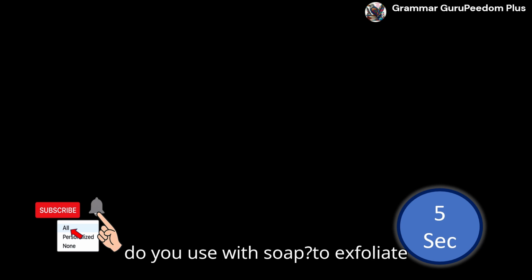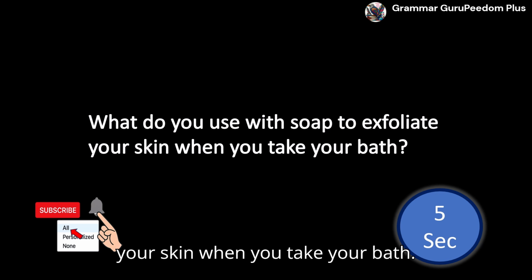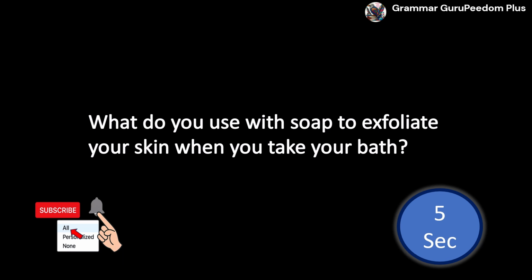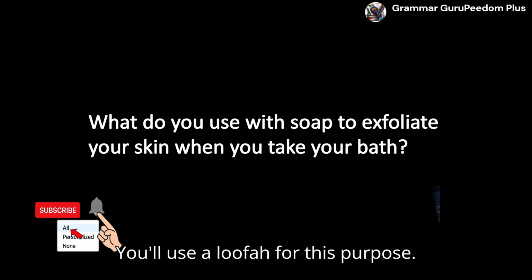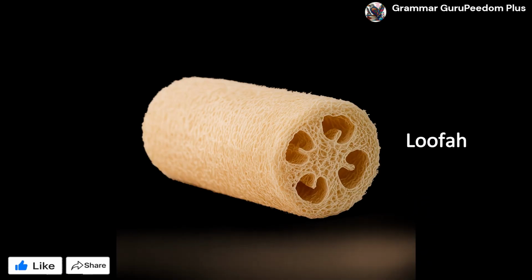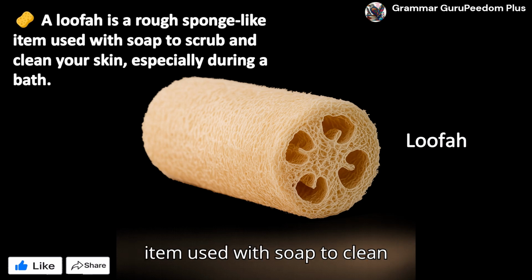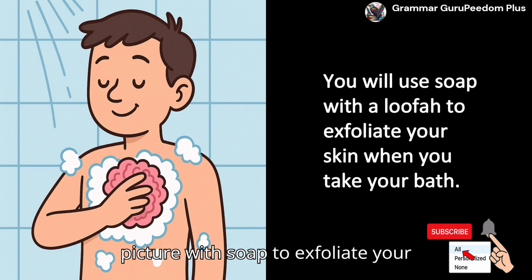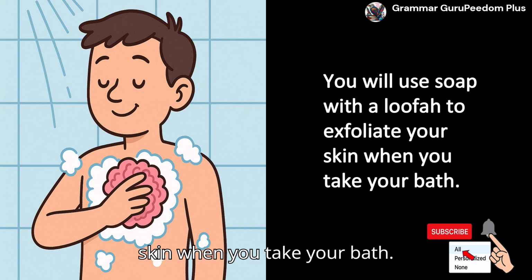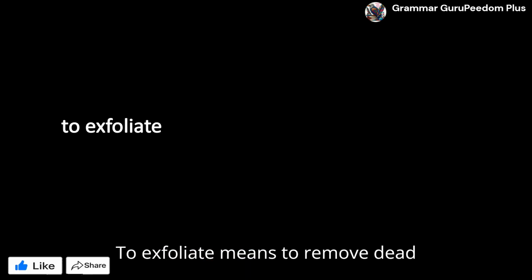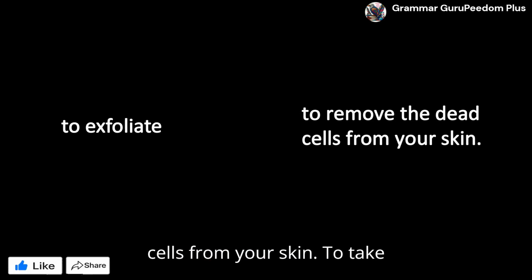What do you use with soap to exfoliate your skin when you take your bath? You'll use a loofah for this purpose. A loofah is normally a sponge-like item used with soap to clean your body during a bath. You use a loofah as you see in the picture with soap to exfoliate your skin when you take your bath. To exfoliate means to remove dead cells from your skin.